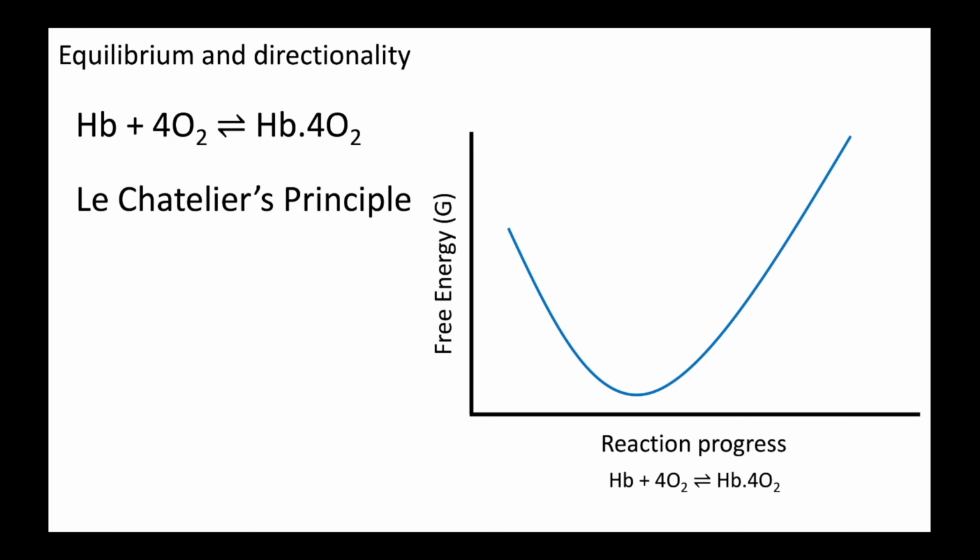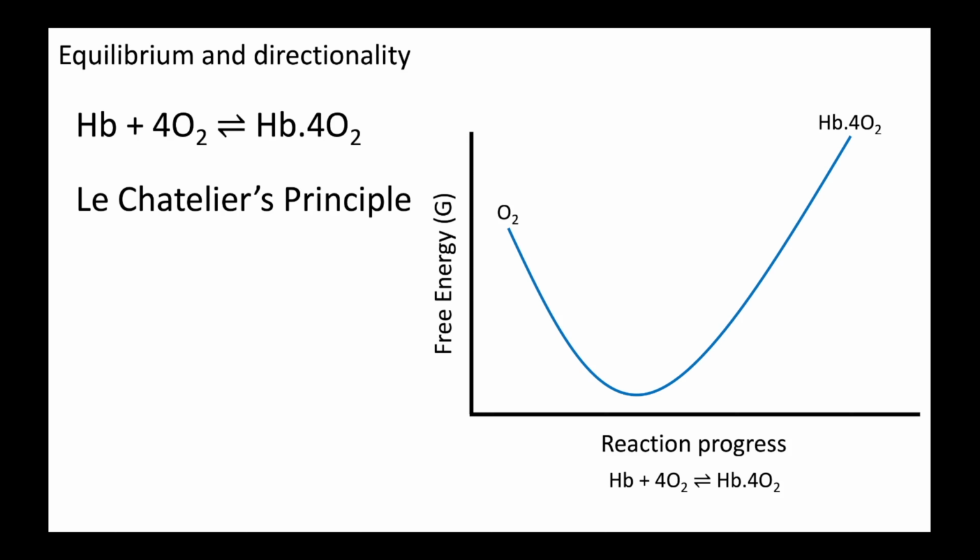The graph on the right shows the free energy of the reaction as it proceeds from left to right. For simplicity, I'm focusing on oxygen here and not showing deoxyhemoglobin. As we move from left to right, more oxygen is being bound to form oxyhemoglobin, until at the far right, all the oxygen is bound as oxyhemoglobin. At equilibrium, the lowest free energy is achieved, and the ratio of oxygen and oxyhemoglobin equals the equilibrium constant.